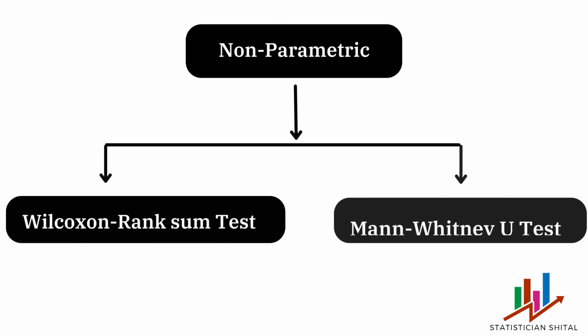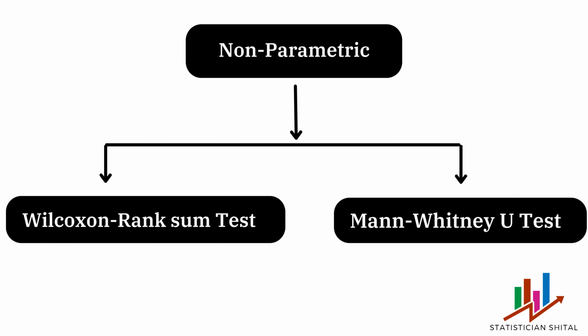The Wilcoxon rank sum test and Mann-Whitney U-test are used to compare the means of two independent samples, while the Kruskal-Wallis test is used to compare the means of more than two independent samples. The Friedman test is used to compare the means of three or more dependent samples.